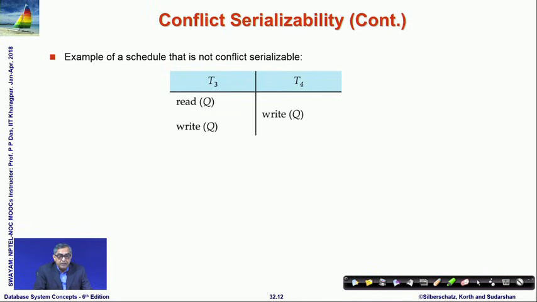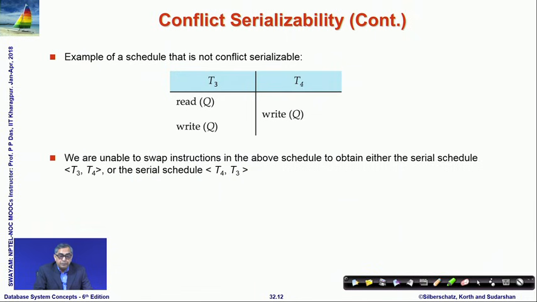So, I cannot do either of these swaps, which means that I cannot find a conflict equivalent schedule for this schedule, either T3 T4 or T4 T3. This schedule is not conflict equivalent to either one of them. So, this schedule is not conflict serializable. This is the core concept.